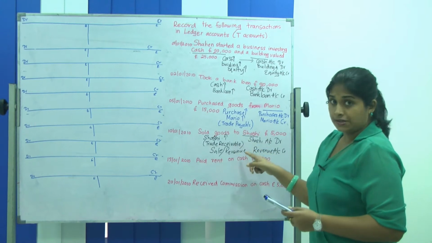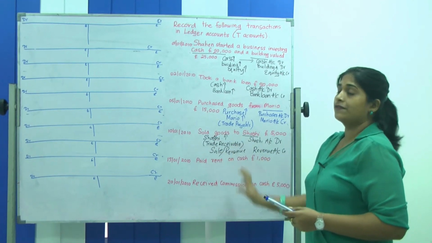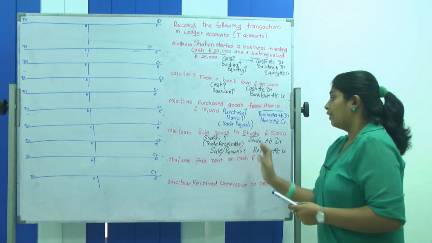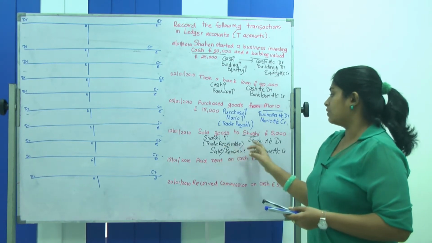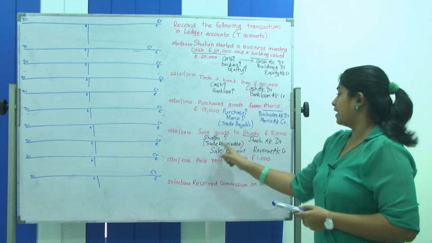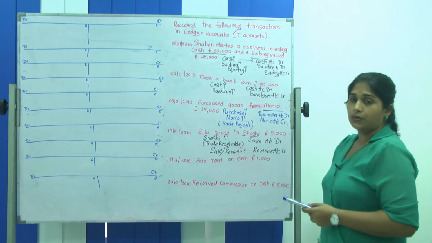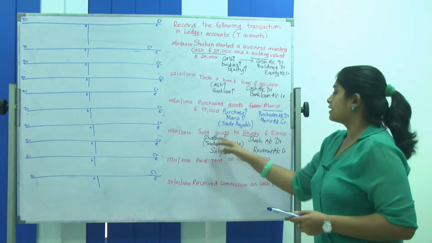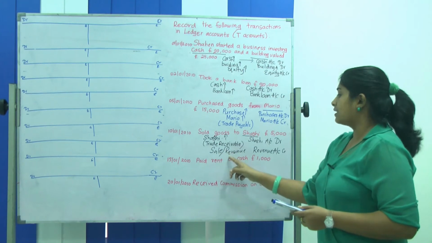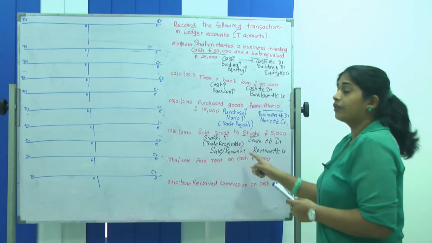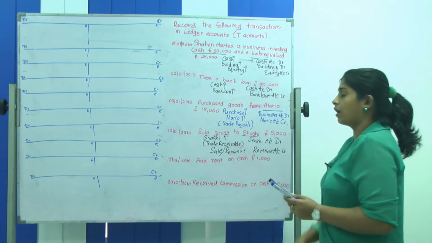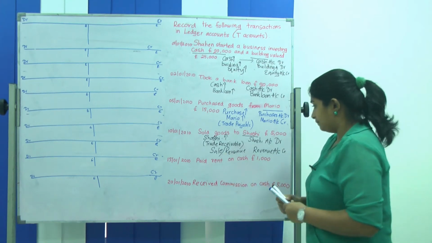Okay. So on 10th of January, Shaheen sold goods to Shashi. So there is a person's name, so you assume that he has sold the goods to Shashi on credit. So Shashi is becoming a trade receivable. It's an asset. So Shashi's account will be debited. And when you sold goods, you are creating an income called sales or revenue. So the sales or revenue account will be credited.